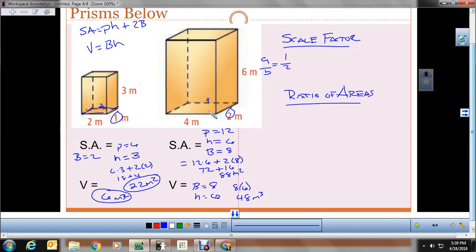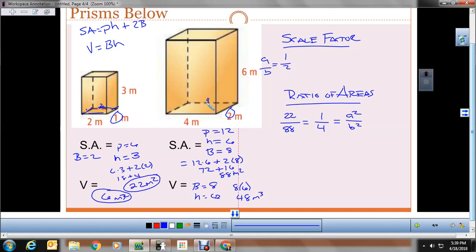So as we look over here, we look at our surface areas. One surface area is 22. The other surface area is 88. So if we simplify this fraction, 22 goes into itself once and it goes into 88 4 times. So the ratio of their areas is 1/4. So that means that this is equal to A squared over B squared. So this is the ratio of the areas. Take our scale factor and square it.